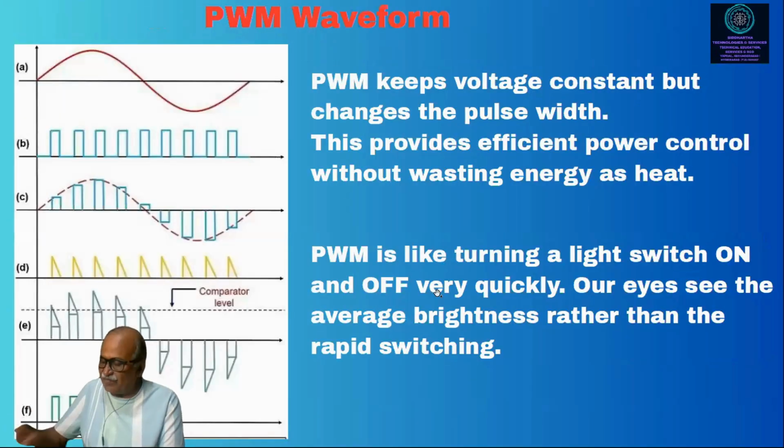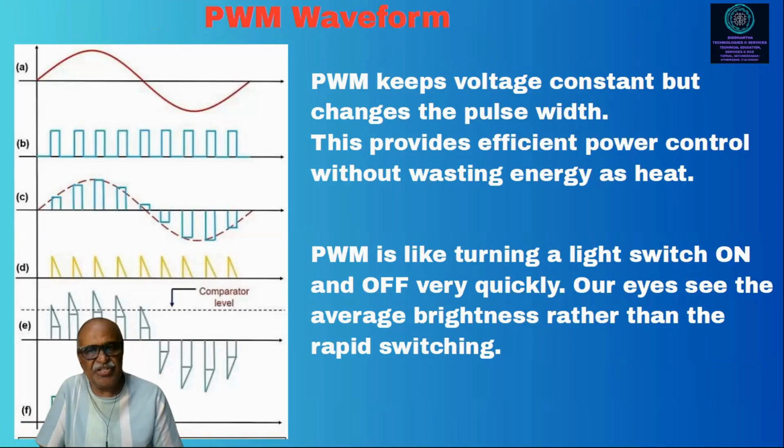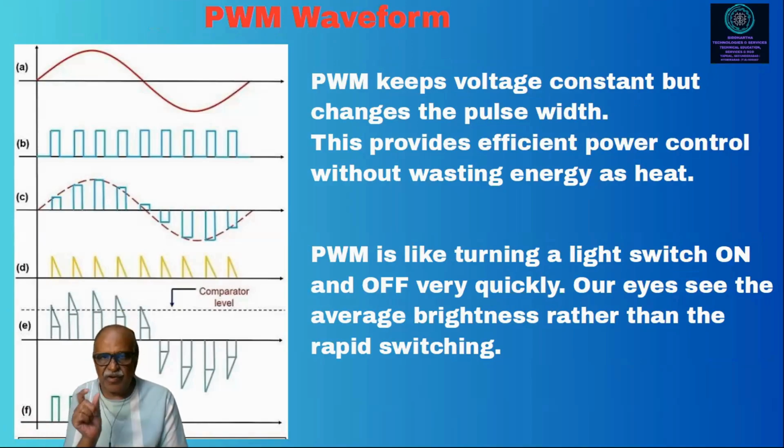Now we are discussing the waveform. What is the waveform and how will it look? PWM keeps the voltage constant but changes the pulse width, the width of the pulse, which is the square box you see here. It provides efficient power control without wasting energy as heat.